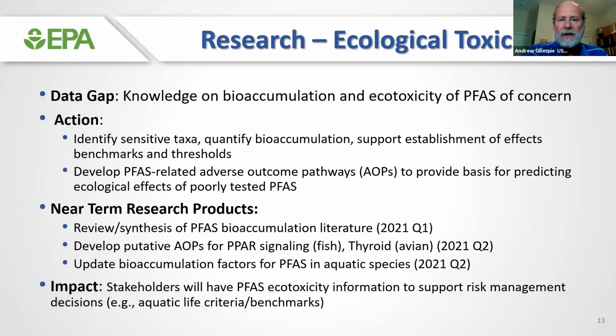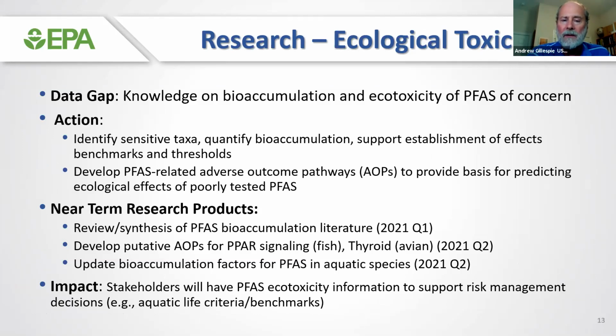In addition to human tox, we're also very interested in ecological toxicity at EPA. And here the biggest near-term priority needs have to do with understanding better bioaccumulation and the ecotoxicity of PFAS of concern. So we want to make sure that we can identify what are the most sensitive taxa, the sensitive species that might be responsive to PFAS exposure, get a better feel for bioaccumulation. How do these chemicals build up in organisms and how do they work their way up through food webs as larger organisms eat smaller organisms?